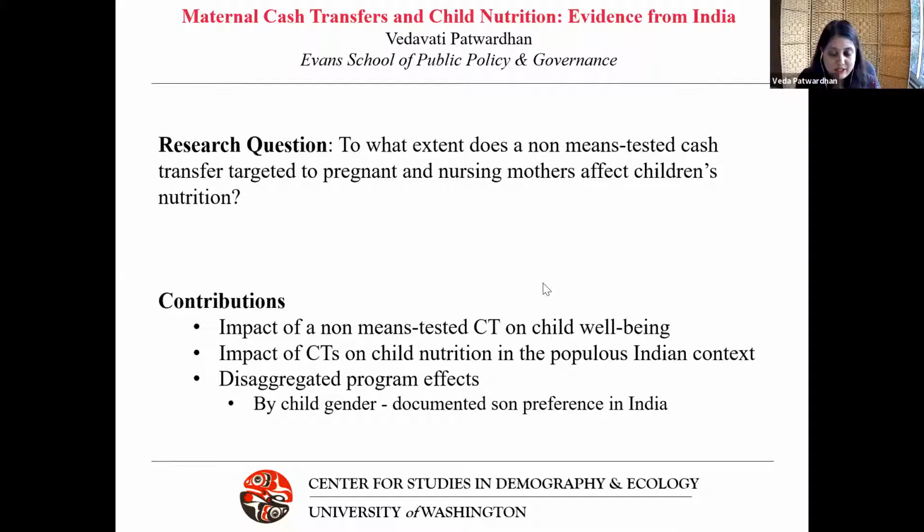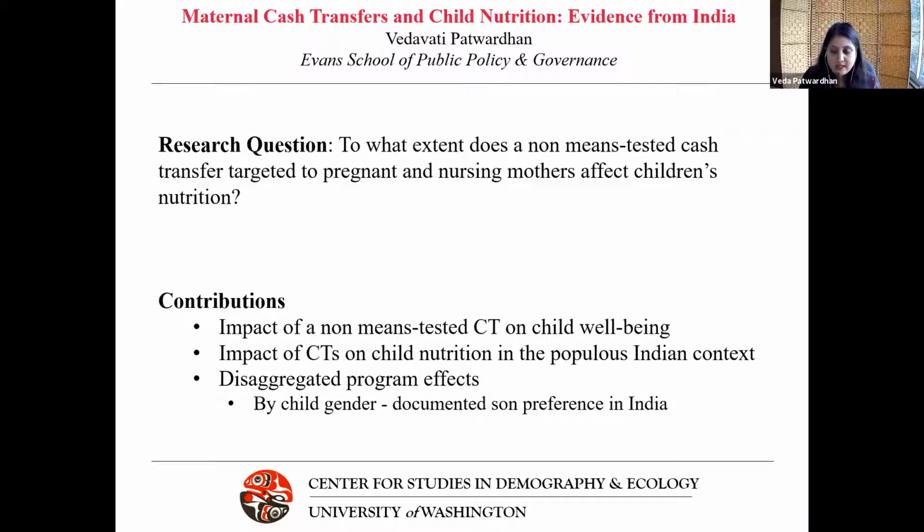Hello, everyone. Thank you for joining. In my paper, I look at the effect of maternal cash transfers on child nutrition. I look at a conditional cash transfer scheme in India, which is targeted at pregnant and lactating women. And what makes this program different from other cash transfers is that it's not means tested.